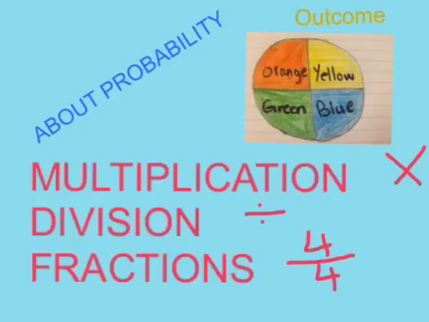About probability. If you are playing a game of spinners and there are 4 equal pieces in it, each with 4 different colors, you know that the probability of getting at least one color is 4 quarters. In other words, it's certain to get at least one color.